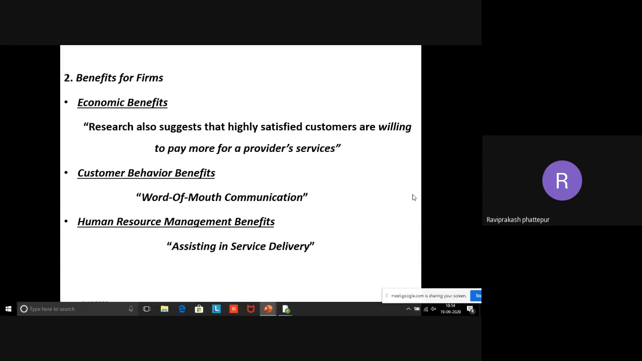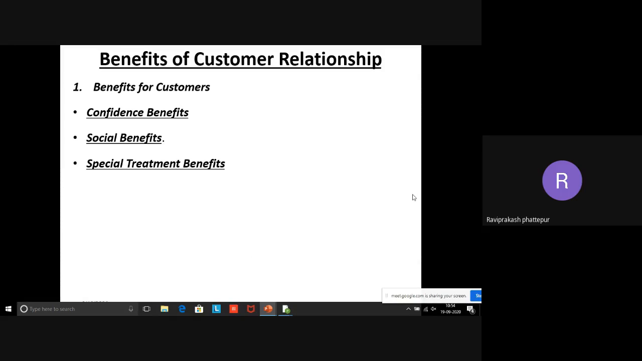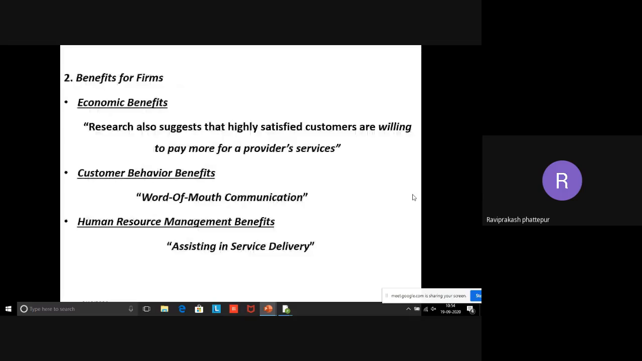Okay, so these are the benefits to the firm. Just to look back: benefits to the customers are confidence benefits, social benefits, and special treatment benefits. Next, benefits to the firms are economic benefits, customer behavior benefits, and human resource management benefits.